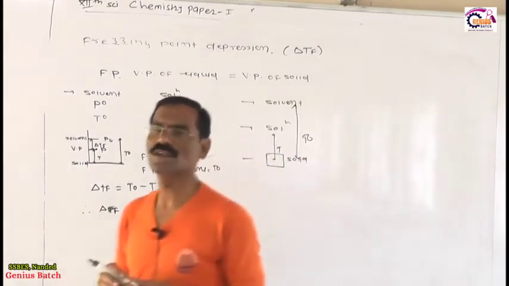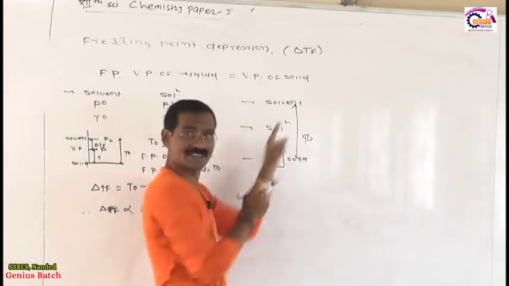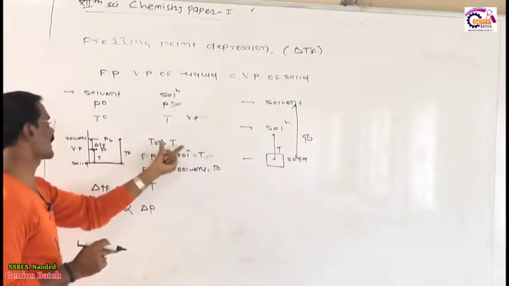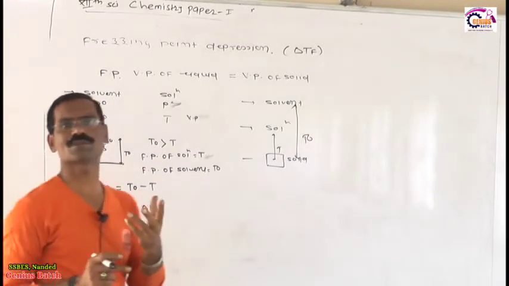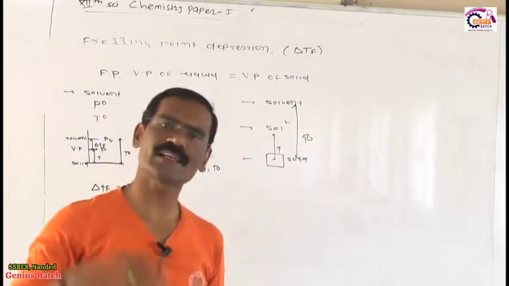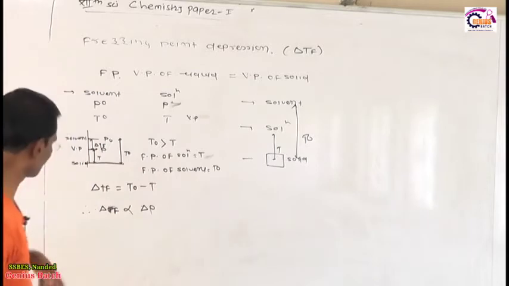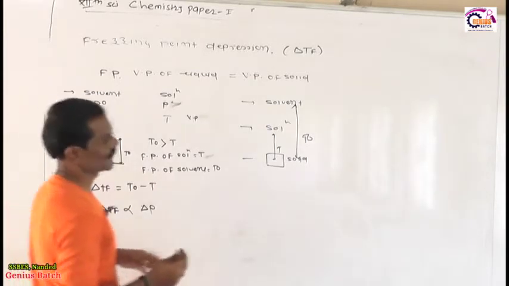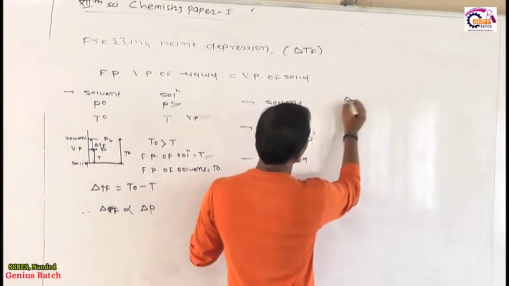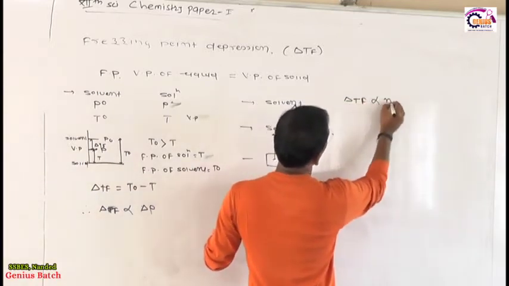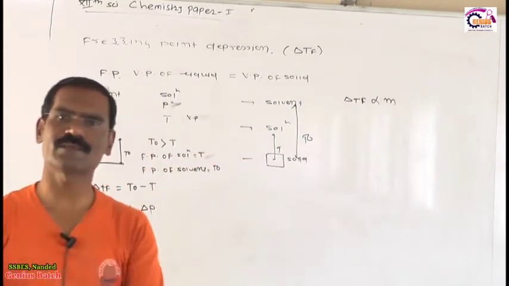Now, which are the important aspects related to this phenomenon? T0 is always greater than T. So delta TF is equal to T0 minus T, or delta TF is directly proportional to delta P. So this is the consideration related to this concept, my friends. Now listen very carefully, what is the final conclusion? Again, how do we calculate the molecular mass? Therefore, again, delta TF is directly proportional to m, where m is the molality, which we already discussed in the elevation of boiling point.